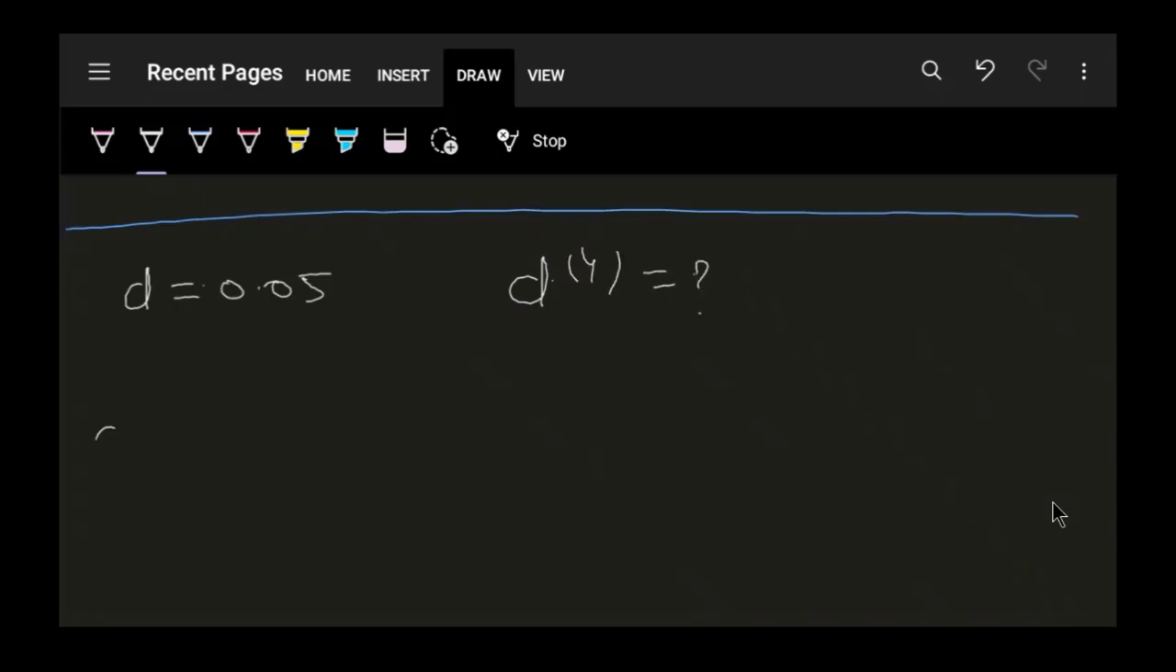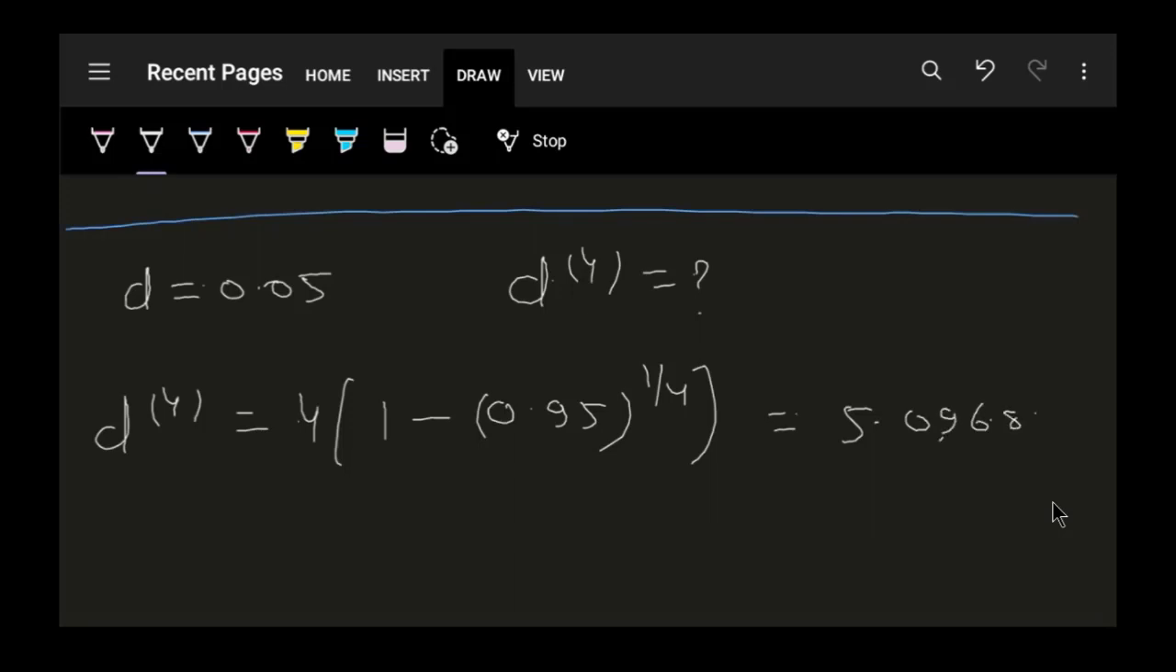So I can directly calculate D4 as 1 minus 0.95, which is my discounting factor for 1 year, to the power 1 upon 4, and I will get D4 as 5.09685%.